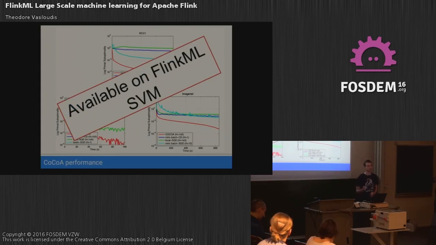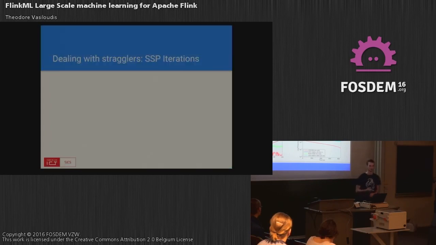So definitely COCOA has good performance, but it has one important disadvantage, and that is the barrier synchronization that we mentioned. If you have a straggler in your cluster, which is a machine that is working much slower than the rest, that means that all the faster workers need to wait for that straggler before moving on to the next iteration. So there is a way to deal with that as well. That is recent work from last year coming out from CMU by Professor Eric Xing. And it deals efficiently with stragglers and achieves great performance.